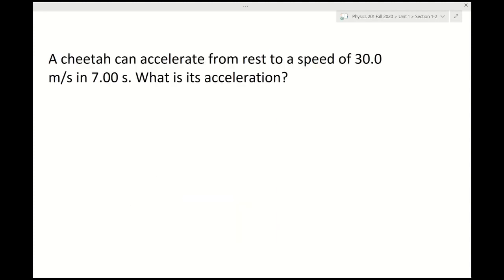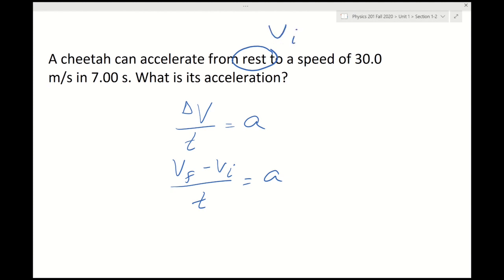So let's say we have a cheetah that can accelerate from rest to a speed of 30 meters per second in 7 seconds. What is the acceleration? A change in speed or a change in velocity per time is what we defined as acceleration. It's our VF minus our VI over t. Our initial speed is at rest, so that's our VI. Our final is 30 meters per second, so there's our VF. Our time is 7 seconds, so we have 30 minus 0 over 7.